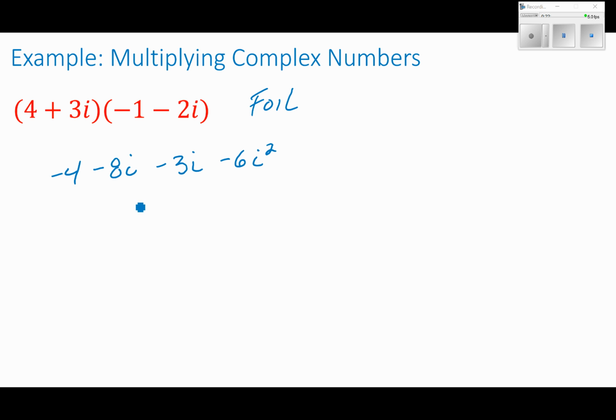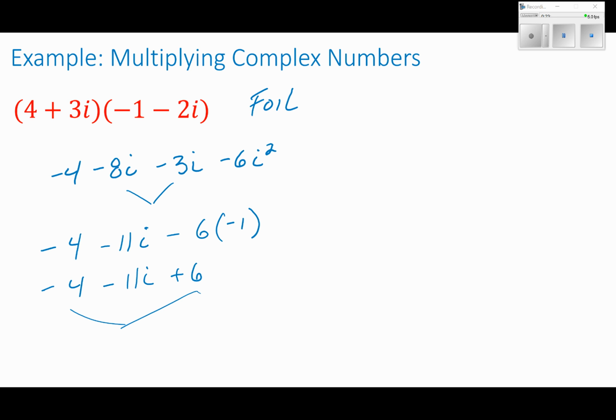We can combine our like terms of our negative 8i and our negative 3i. And so we have negative 4 minus 11i minus 6 times what? Negative 1. And so we can keep going. So this is really negative 4 minus 11i plus 6. We can combine my negative 4 and positive 6 to be a positive 2 minus 11i. So final answer, 2 minus 11i when you are multiplying these two complex numbers together.